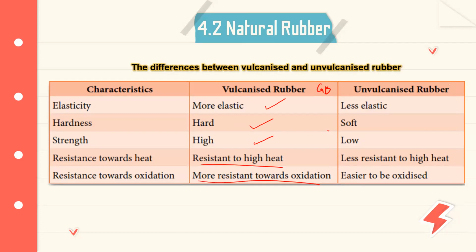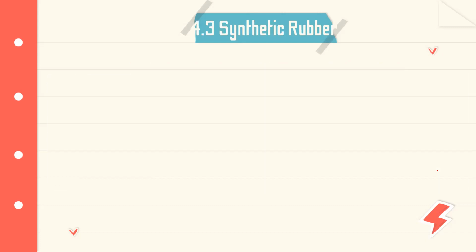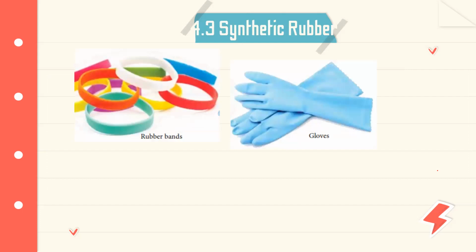Unvulcanized, bad boy. It's less elastic, soft. It's got low tensile strength. Less resistant to heat. Easier to be oxidized. So these are the differences between the vulcanized and unvulcanized rubber. Teacher has finished 4.2. I'm going to go to 4.3 and that's it.